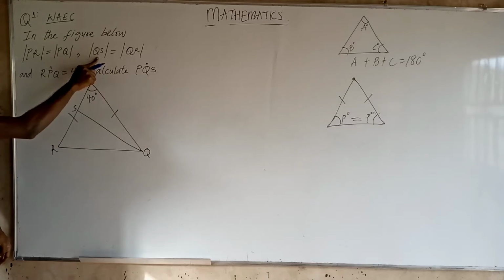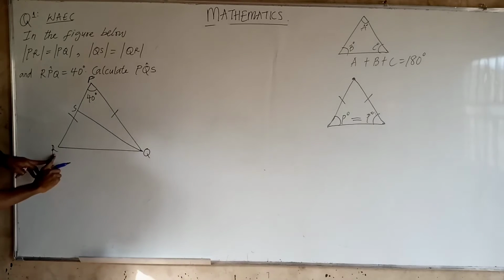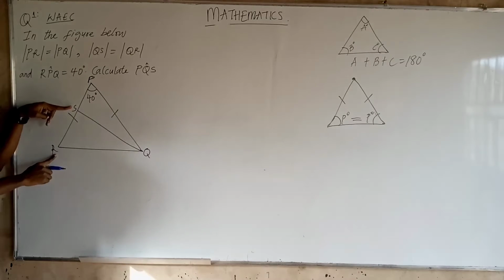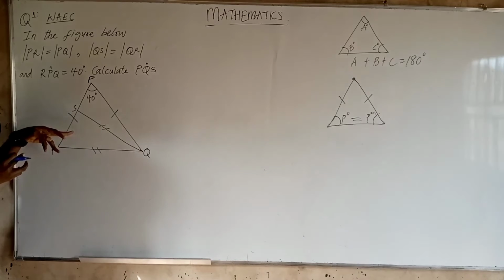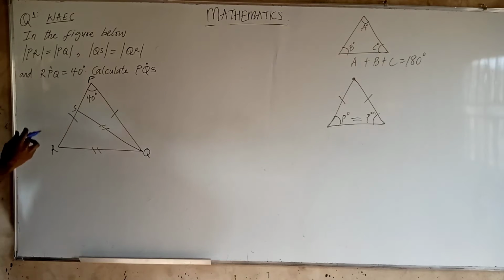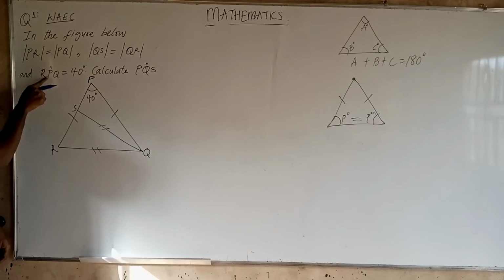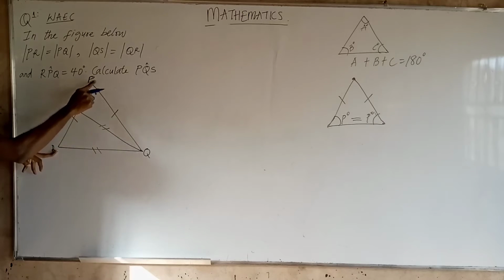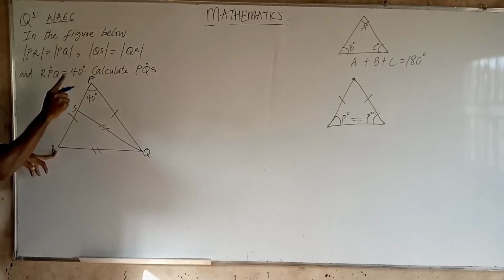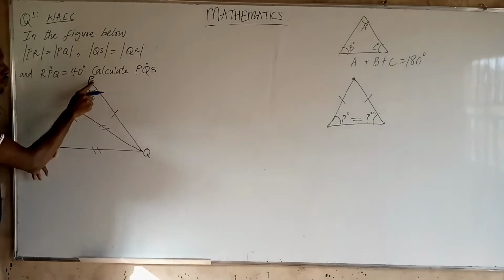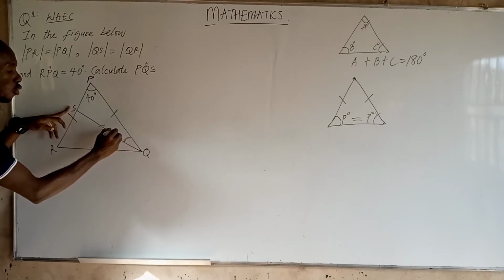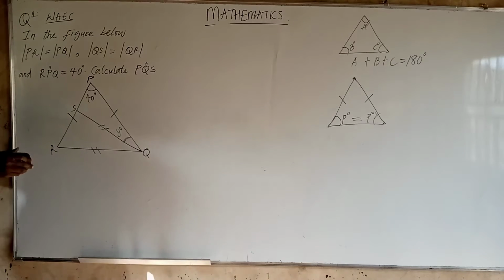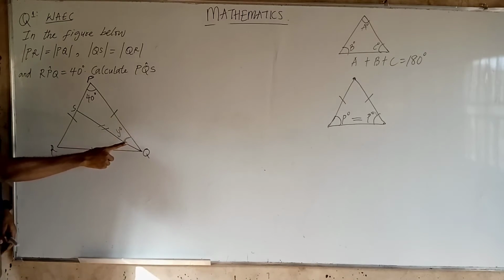Then we move further. QS and QR are equal, and QX and QR are also equal. So I may give it another sign to tell you that they are equal. And if these two lengths are equal, we also have another isosceles triangle on the board. We need to take note of this. Then we also have that the angle RPQ is 40 degrees, and we are asked to find PQX. So we are asked to find this angle right here. Let's call this angle y degrees.